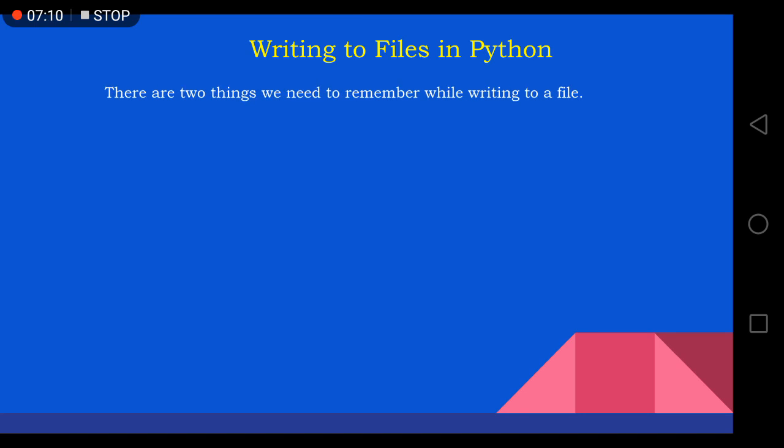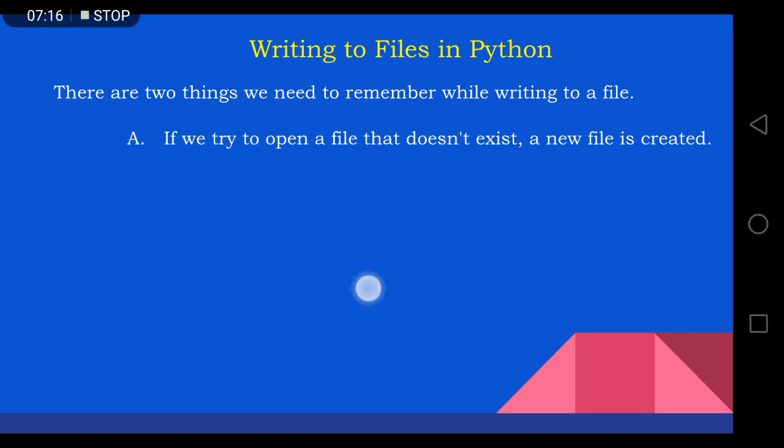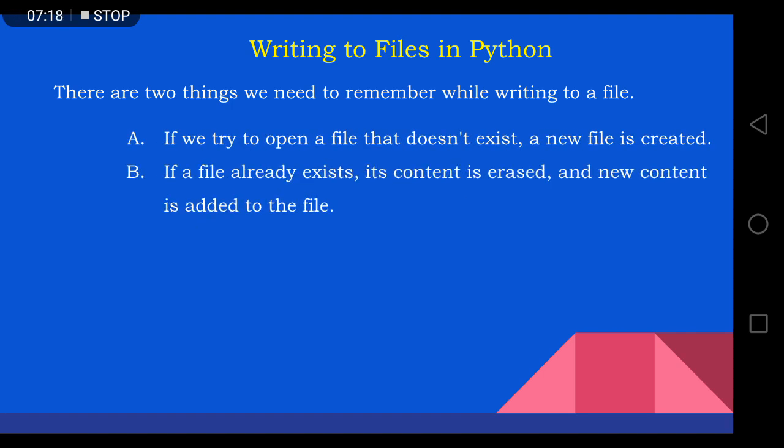Let us see how to write to files in Python. There are two things we need to remember while writing to a file. Number one, if you try to open a file that does not exist, a new file is created. If a file already exists, its content is erased and new content will be added to the file. So this is how writing to a file in Python will happen.